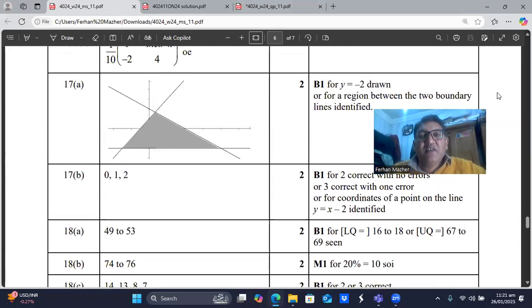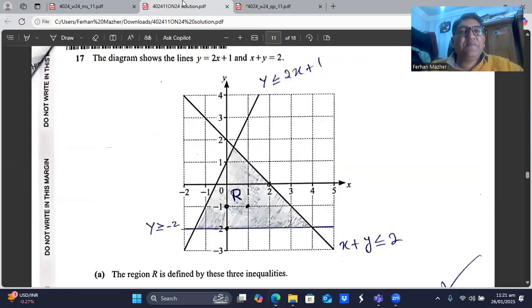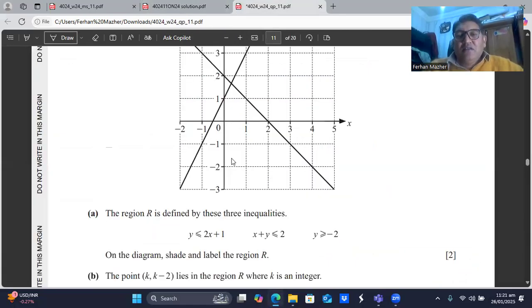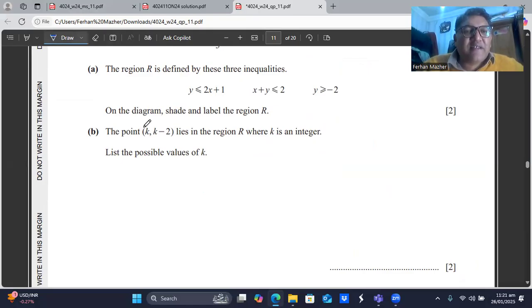Here you can see the marking scheme is also showing up. Okay, so this is how this is done. I hope you understand. The question is, the point (k, k-2) lies in the region R, where k is an integer. List the possible values. So here you have to understand the meaning of this.